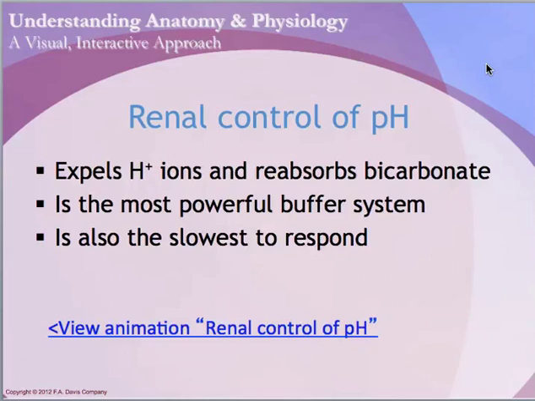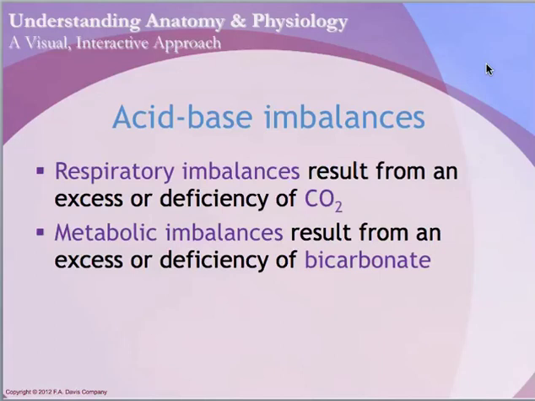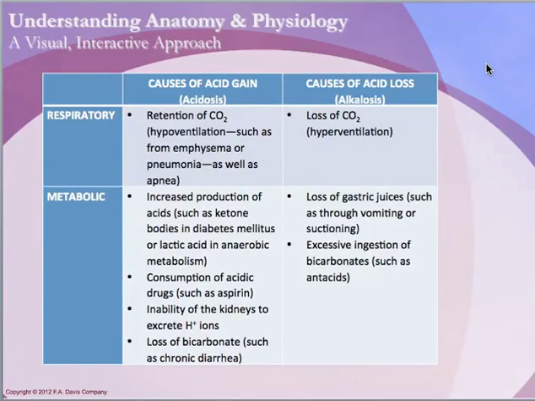The last couple of slides I want to talk about are acid-base imbalances. So what happens when we actually do get an imbalance? We can have a respiratory imbalance resulting from an excess or deficiency of carbon dioxide. And then we can have a metabolic imbalance, resulting from an excess or deficiency of bicarbonate. Okay, so here's a little table that shows you these things.